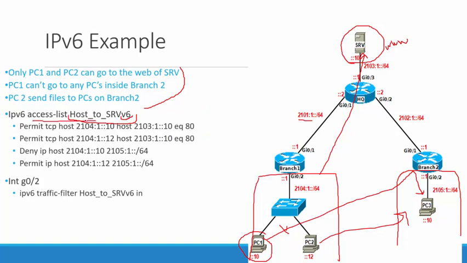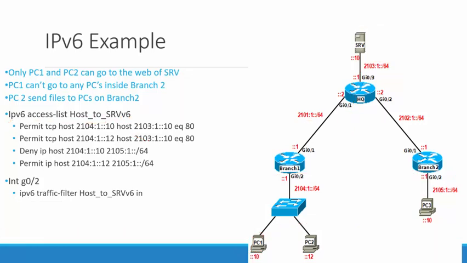Then we get into our statements. Now we're in our sub-configuration. Permit TCP host 2104:1:10. That's PC 1, right? To go to host 2103:1:10 eq 80. So it says you're allowed to go to the web of this server, 2103:1:10. Now we've allowed PC1 through, so let's allow PC2 through.